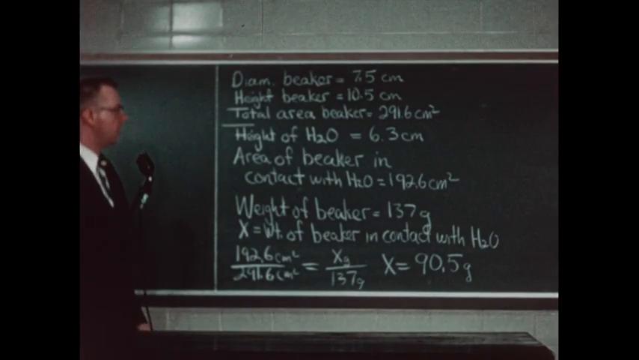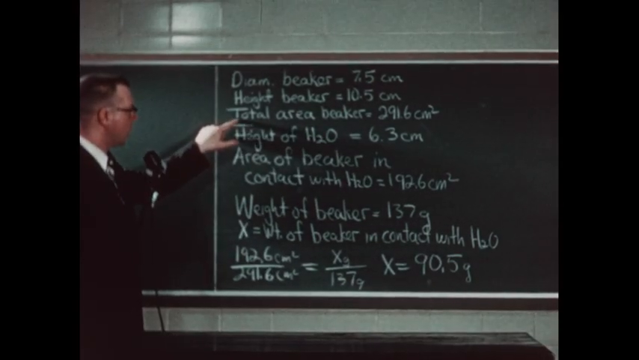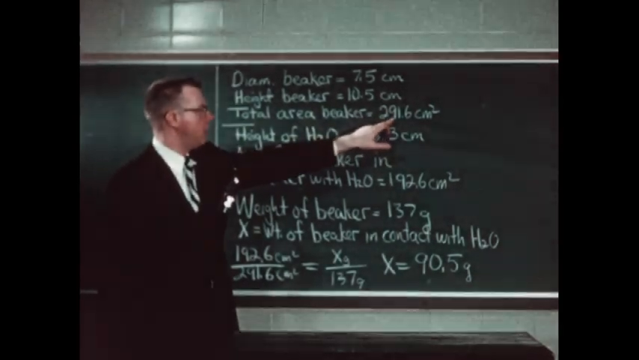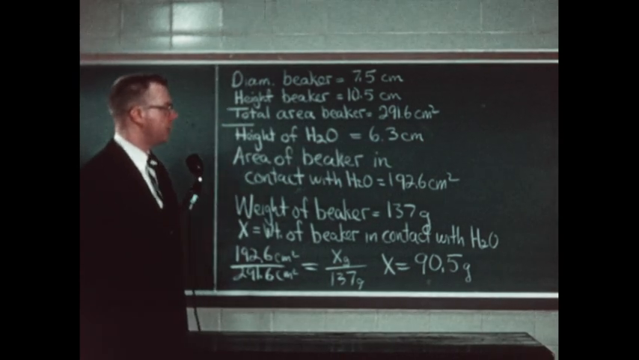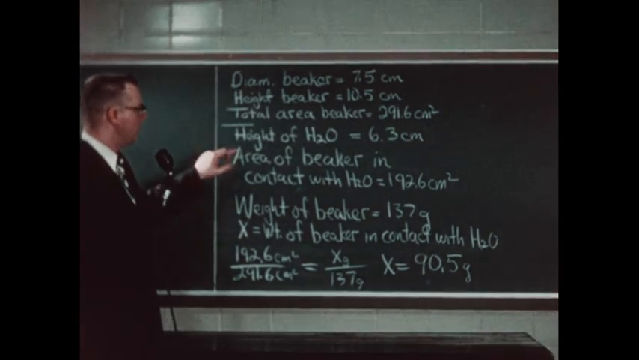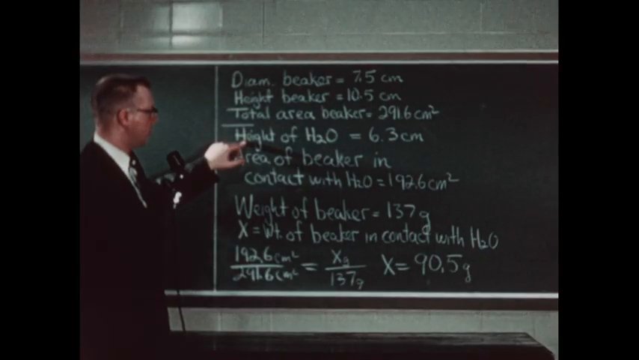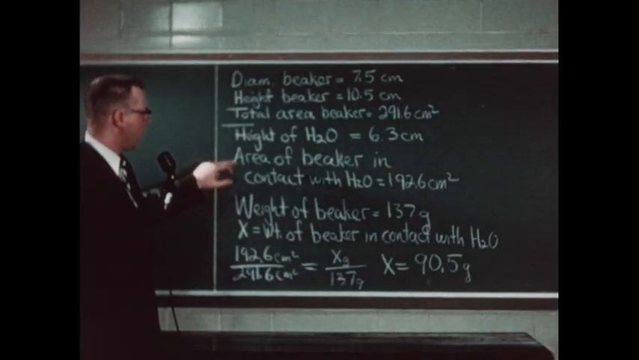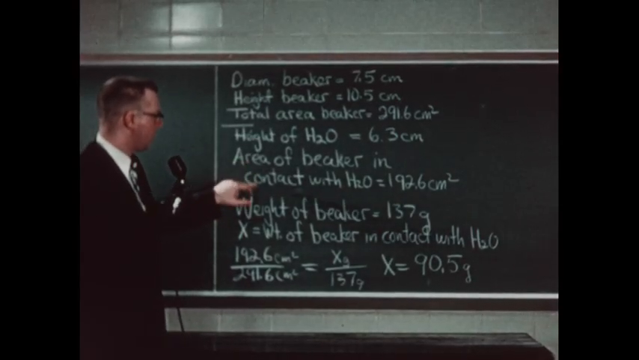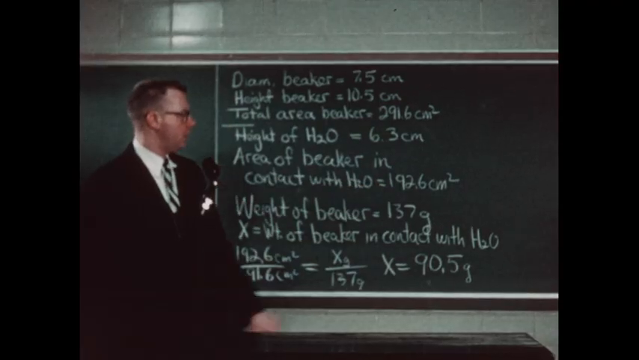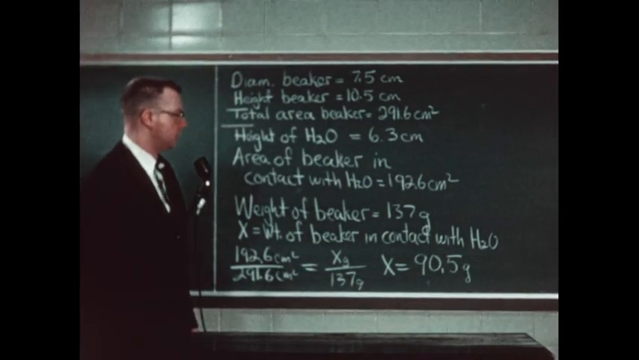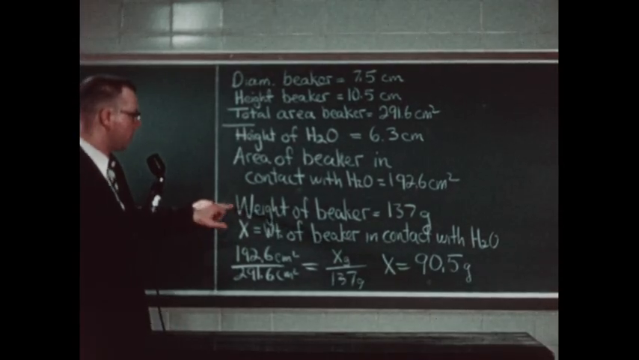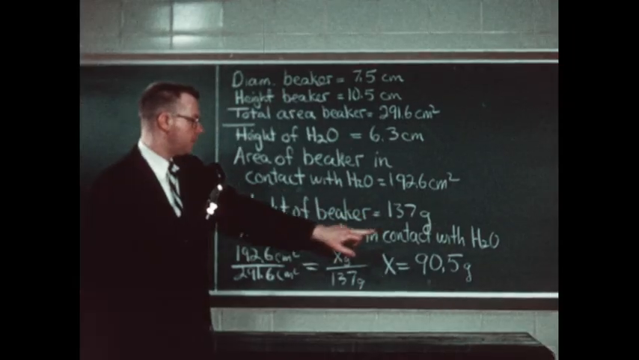Now, applying a little elementary geometry, we can calculate the total area of the beaker, and we find it to be 291.6 square centimeters. The water stood to a height of 6.3 centimeters in the beaker. And again, we can calculate the area of the beaker in contact with the water to be 192.6 square centimeters. The total weight of the beaker was 137 grams.